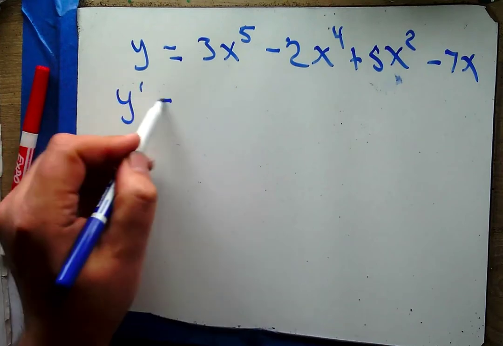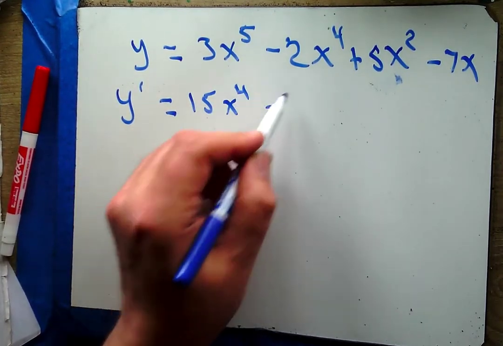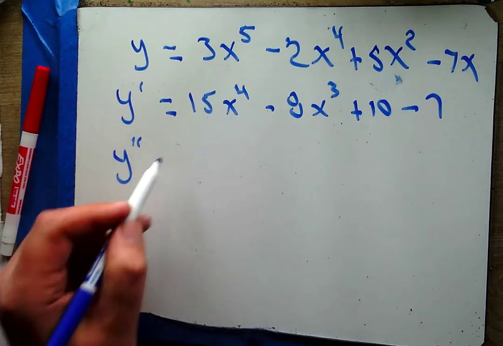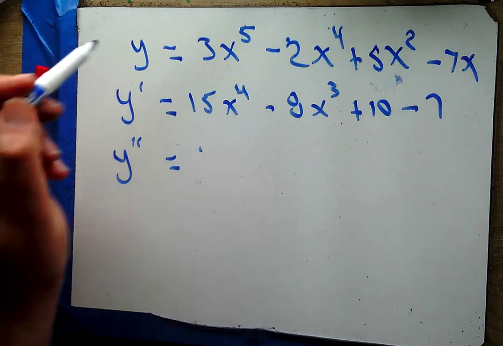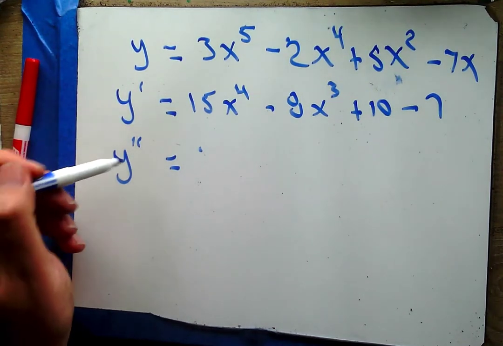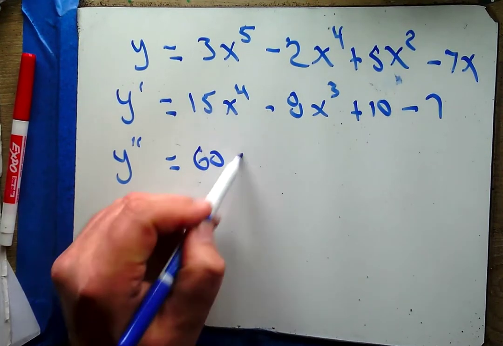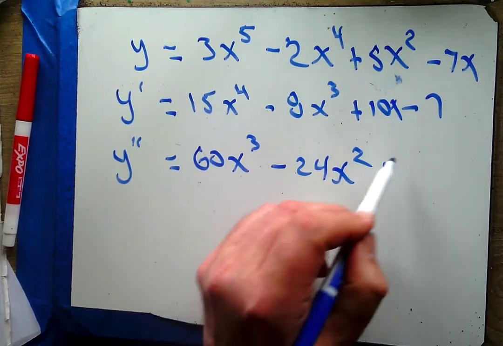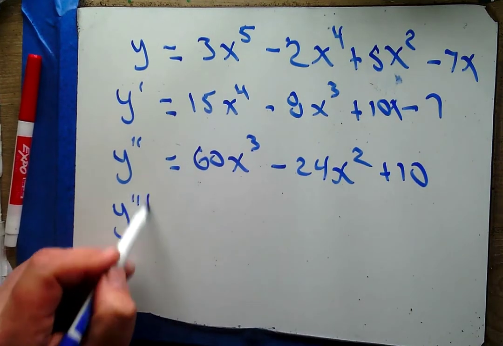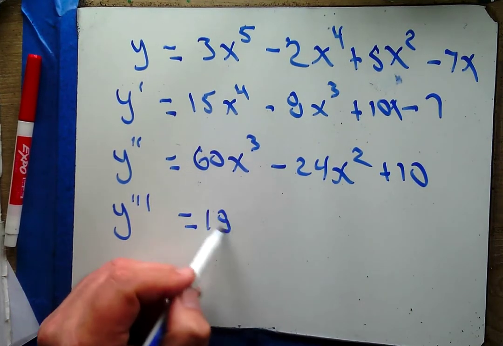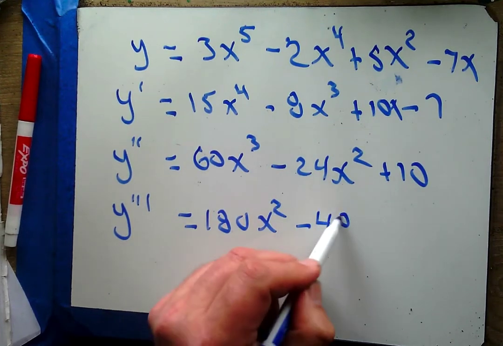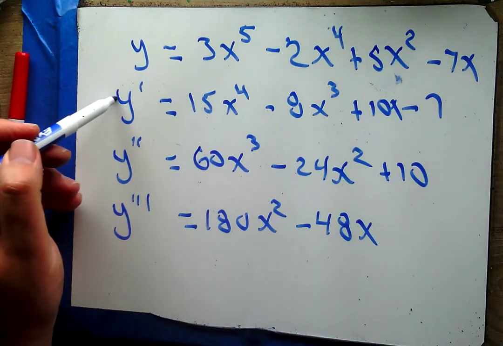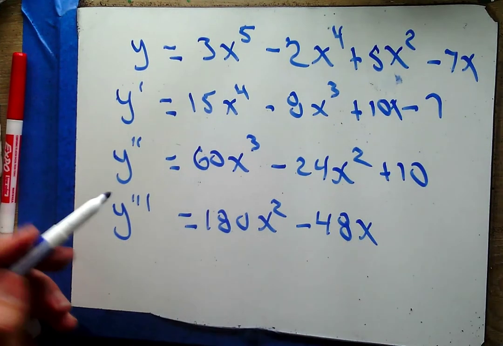take its derivative once, but then take its derivative again. So if this were position, this would be velocity, this would be acceleration. Ooh, there's supposed to be an x there. And we could even do a third derivative, 180x squared minus 48x. That's called jerk. Position, velocity, acceleration, jerk.